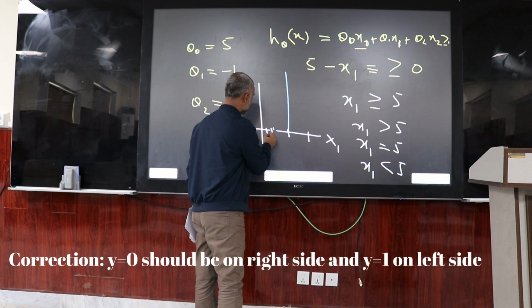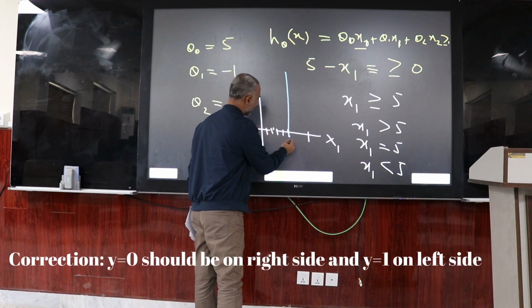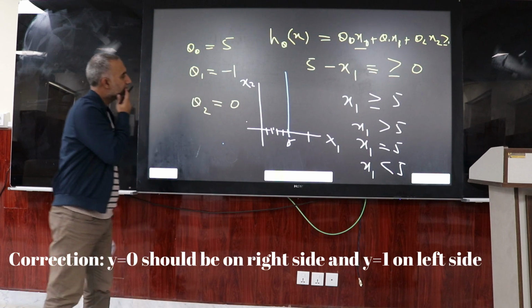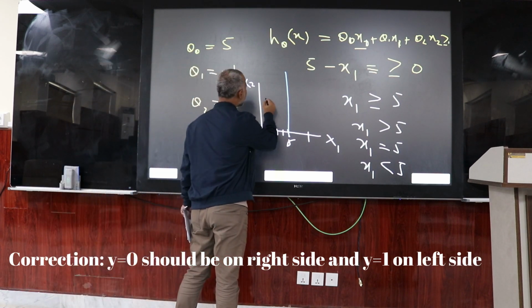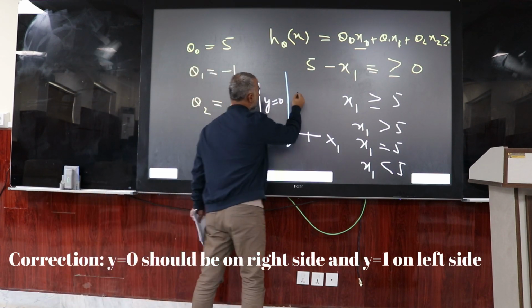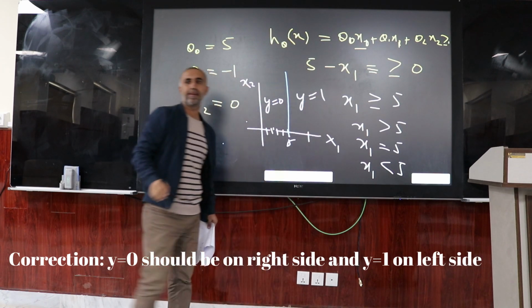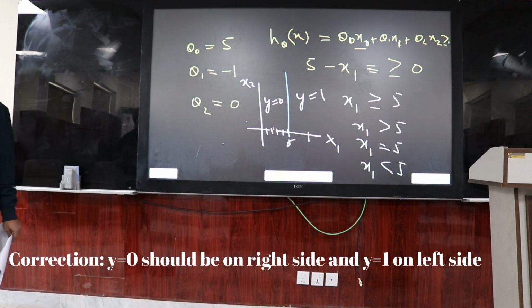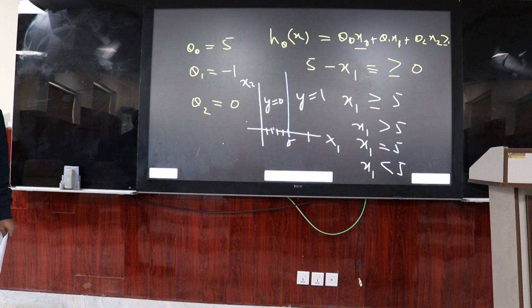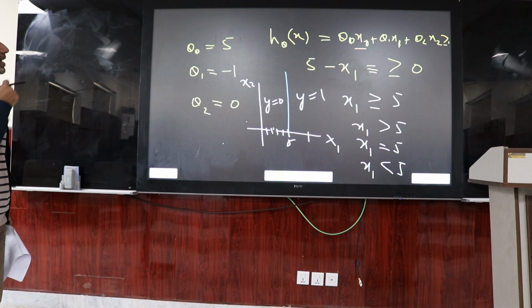1, 2, 3, 4, 5. So this shows that this side is y equal to 0 and this shows y equal to 1. Binary. Always you will get binary. There is a classification with two possible choices. I will also explain the multiple choices, 3 choices, 4 choices, 5 choices. But in this case, you will get this.